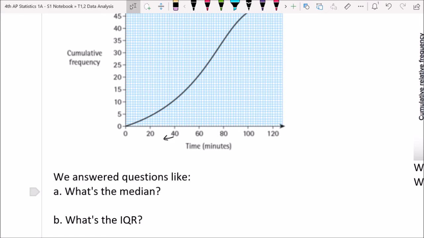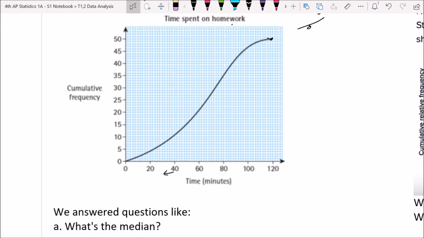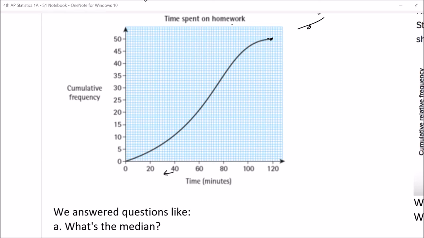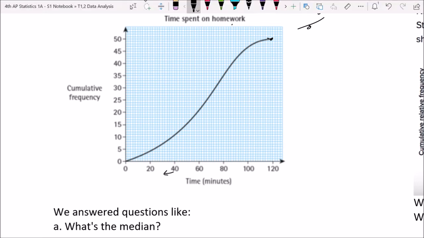So we can answer questions like, what's the median? Well, if we know that there were 50 people or 50 data points here, then halfway to the middle, the 25th person would be the median person. We can trace that over. We can trace that down. It's not exact. It looks like it might be like 68 minutes.